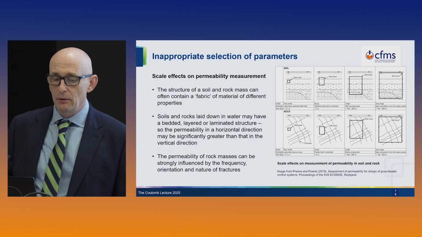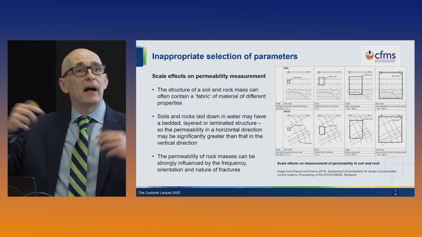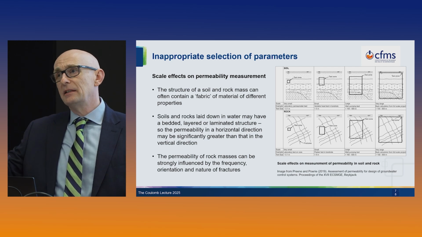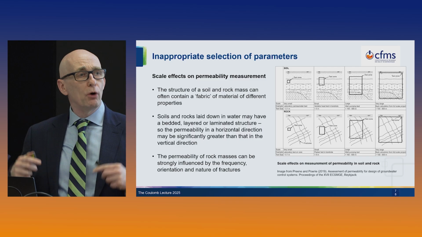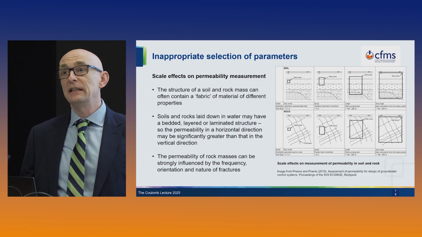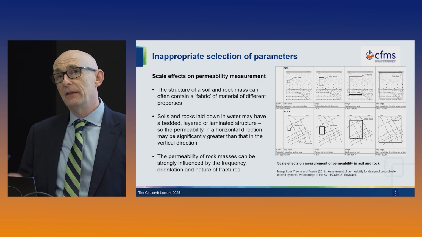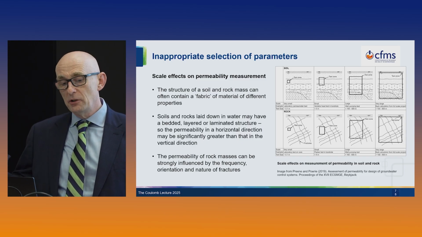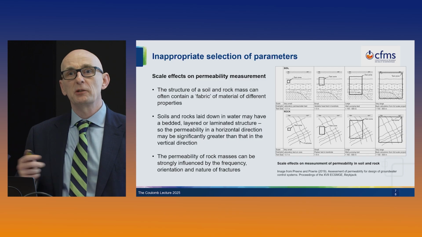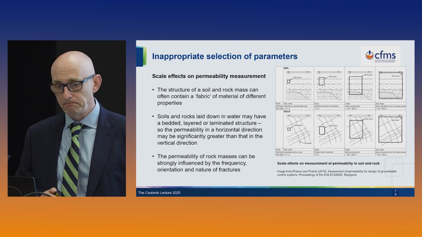So if we think about soil or rock mass, in English we would say it has a fabric. It means that within it there's a texture or a structure which contains properties of different types. Many of the soils and rocks we deal with are sedimentary in nature, which means they're laid down in water. In that case, generally speaking there was some sort of horizontal structure, and you would expect the horizontal permeability to be more than the vertical, sometimes a lot more.